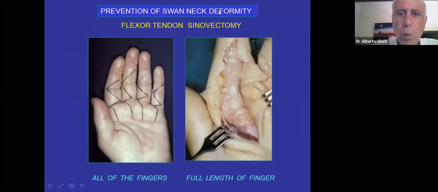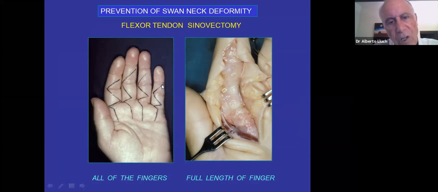So to prevent a swan neck deformity, what should we do? Same as we said before with a boutonniere deformity, we should do synovectomy of the PIP joint as soon as possible and not let it go. To prevent a swan neck deformity, we should also do a flexor tendon synovectomy, because we know that this will cause or produce with time a swan neck deformity.